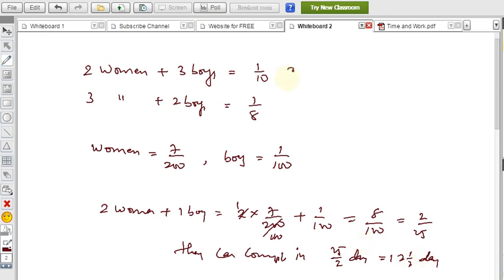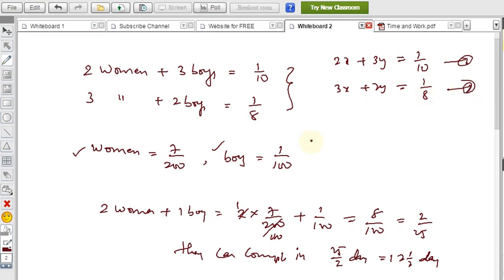Okay. So based on these two equations only, this one woman can do one boy. So you can change the question like this: 2x plus 3y is equal to 1 by 10, 3x plus 2y is equal to 1 by 8. So make the coefficients the same and you can solve. This will come in the linear equations chapter.